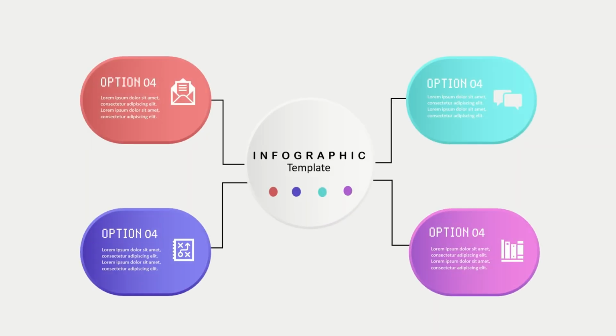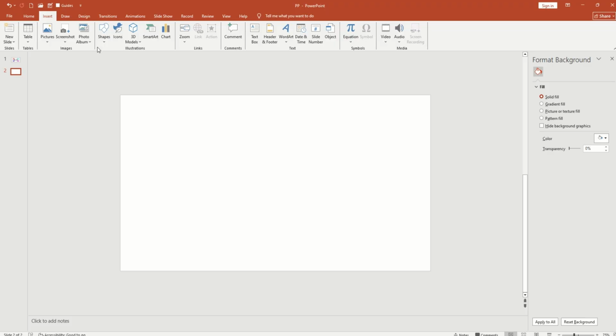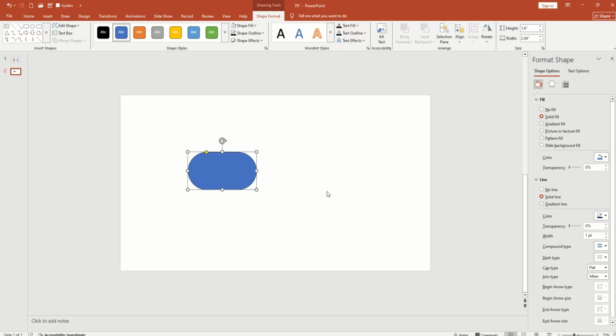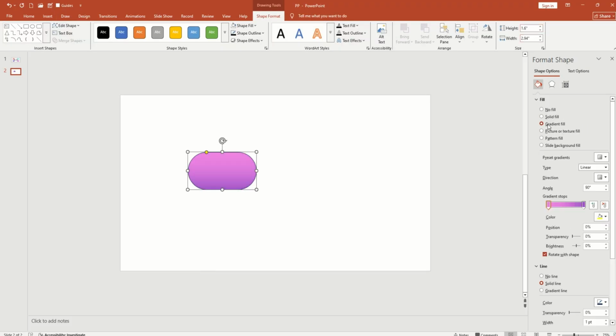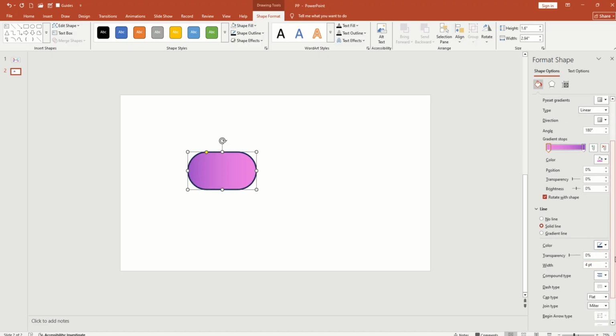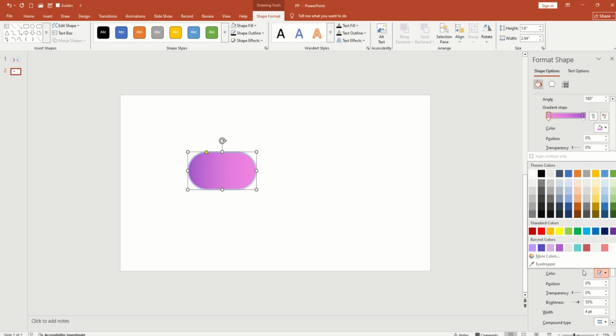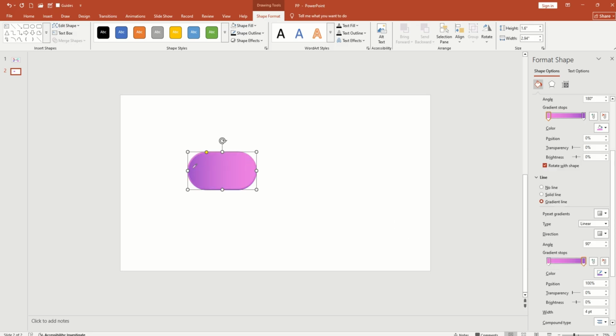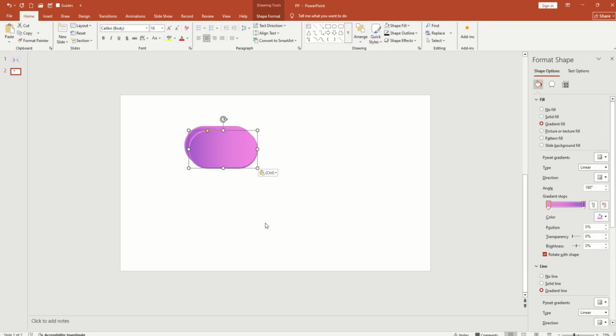So in this video, I'll show you how to make this animated infographic in PowerPoint. So first of all, open up a blank PowerPoint presentation. Insert a rounded corner rectangle, make it fully rounded. Go to Format Shape, and from here we're going to give it a dark outline of white color. And for the inside shape color, I'm going to use a gradient.